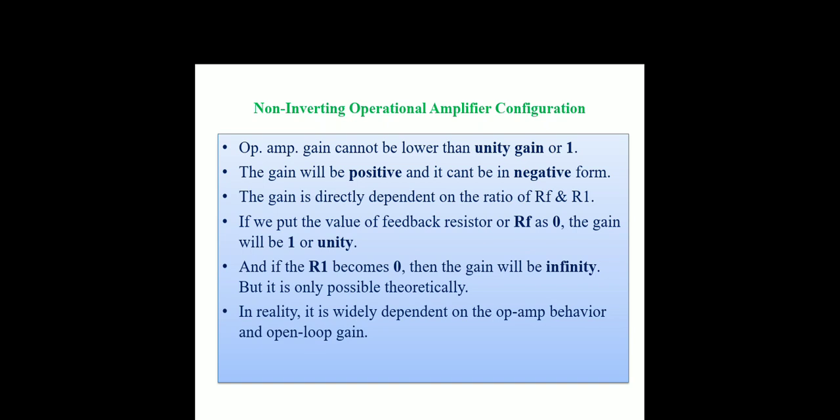Theoretically, if we put RF equal to 0, gain will be unity. And if R1 is equal to 0, then the gain will be infinity. R1 is input resistance, we know, and R2 is feedback resistance. But in practice, gain depends on op-amp behavior and open loop gain also.